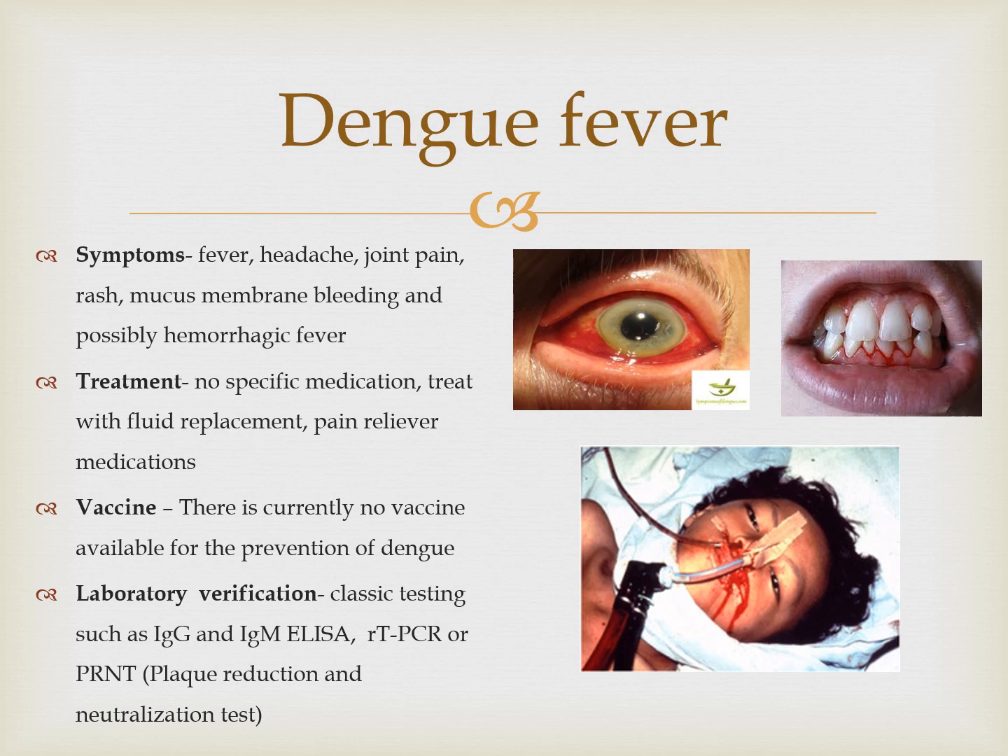There's currently no vaccine available for the prevention of dengue, and lab verification is by testing for IgM or IgG antibodies using ELISA, real-time PCR, or plaque reduction and neutralization test, which is used to quantify a viral antibody. Here we take infected cells mixed with antibody in vitro and determine how much antibody it takes to reduce cell plaques. So it's kind of interesting, plaque reduction and neutralization test.